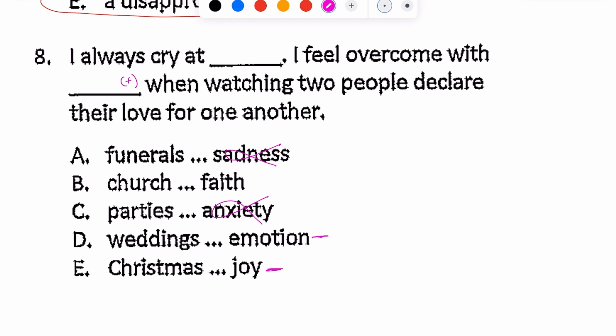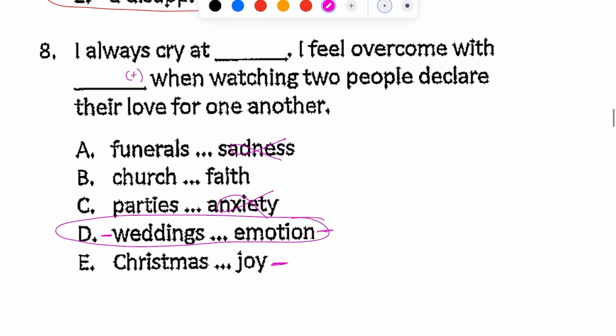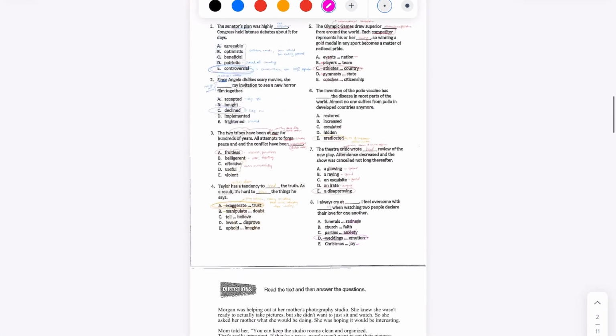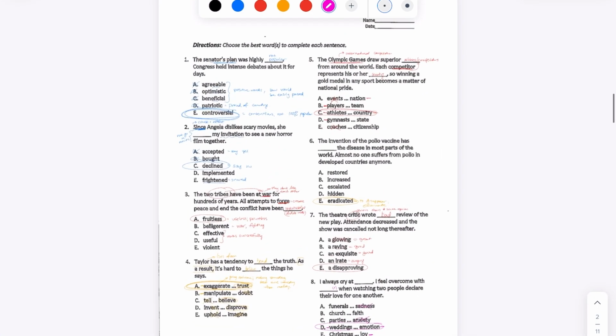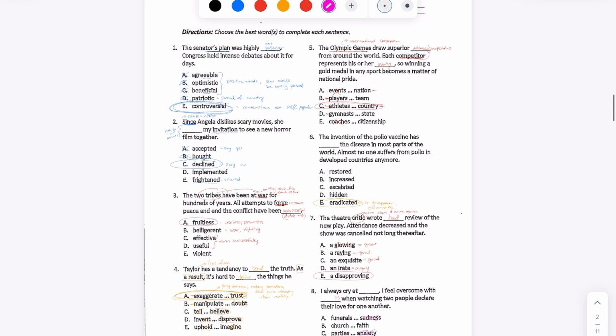And then here, when two people declare love for each other, that would be at weddings. That would be the most appropriate. That's choice D. So this person always cries at weddings because they're overcome with emotion when two people declare their love for each other and get married. All right, and here's a summary for this page.